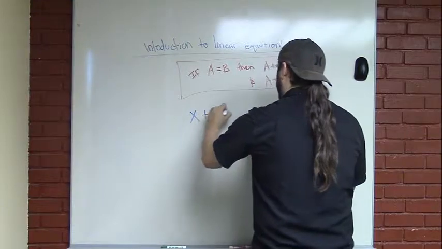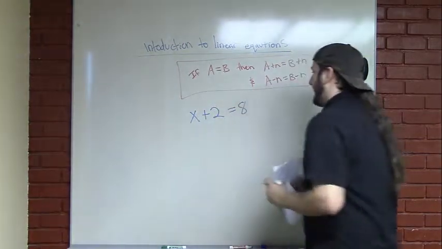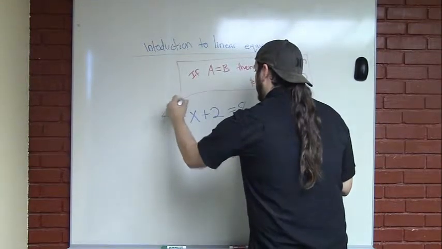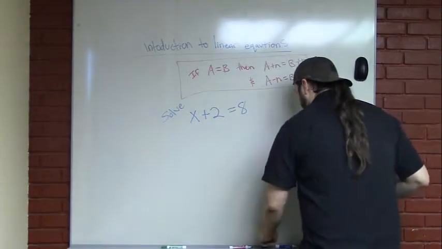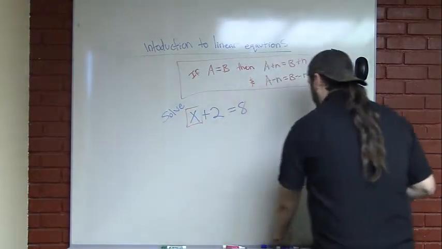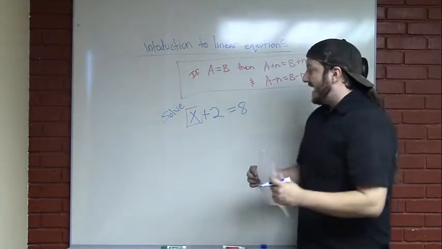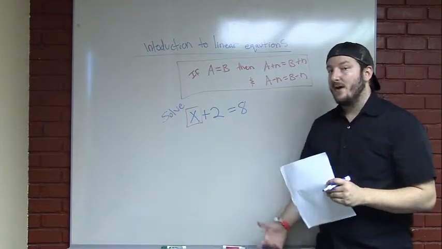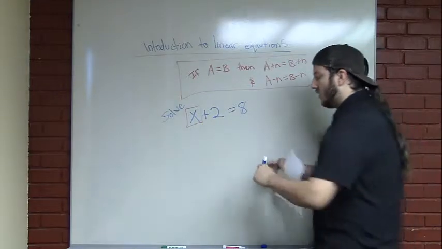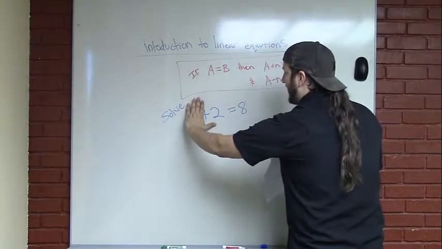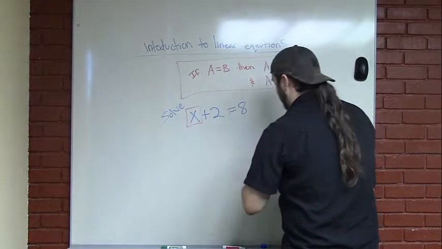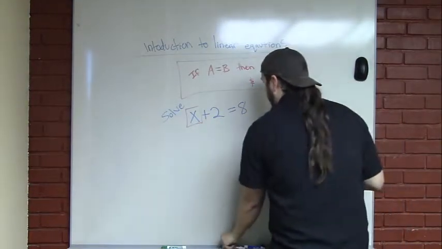x plus 2 equals 8. Again, the directions are the same: solve. What are we solving for? We are solving for x. Remember, x is stationary. We don't want to move that. We want to move the things around x to get x by itself. So if you put your hand over x, what's left? You've got this 2 here, and it's a positive 2.